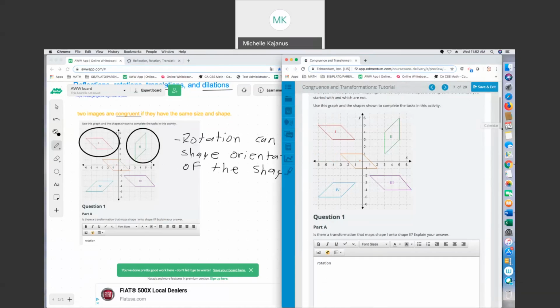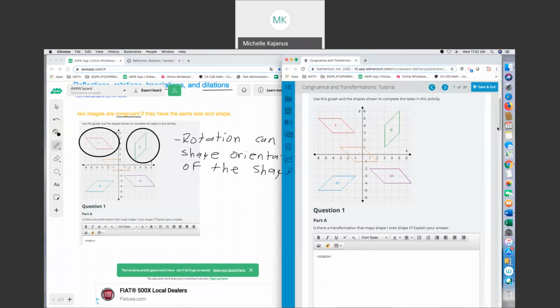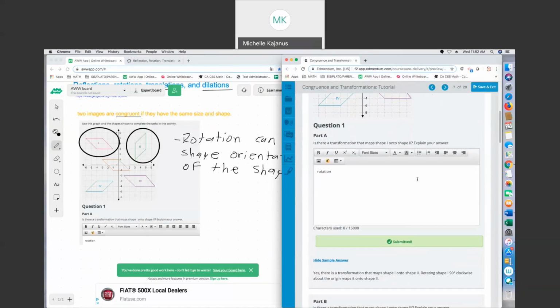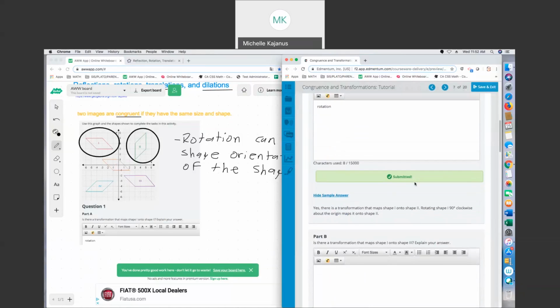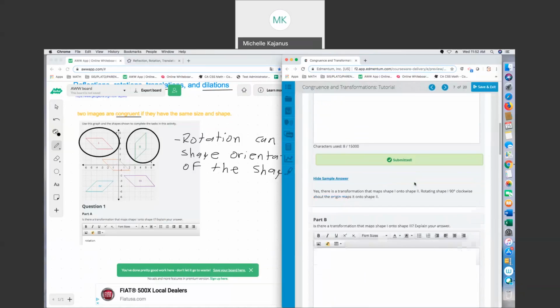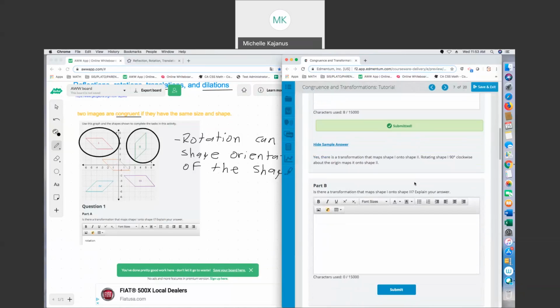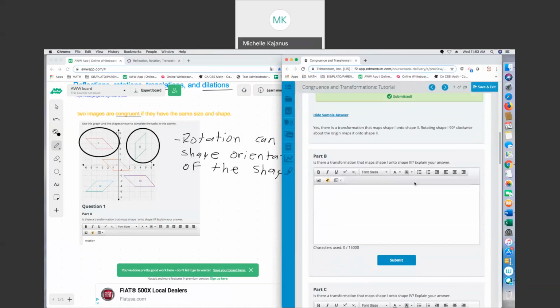Perfect. So let's go on to question 2, and maybe also I'll keep shape in case I want a different one. If you need help taking a screenshot, please let a teacher know. The way that you take a screenshot might be different depending on the computer you're using. Okay, now let's look at this one. Is there a transformation that maps shape 1 to shape 3?